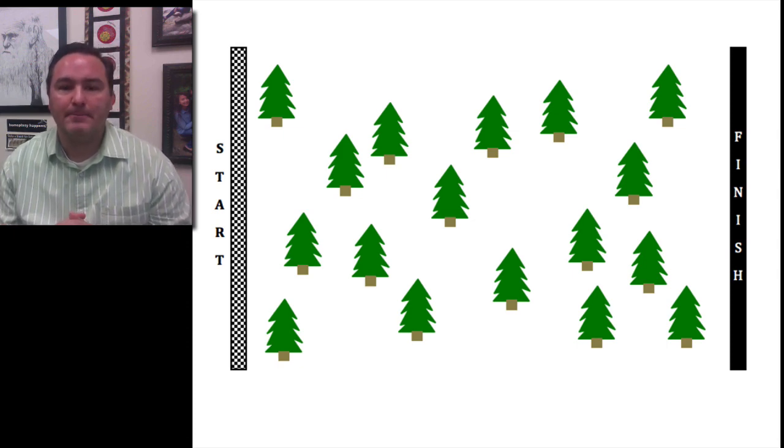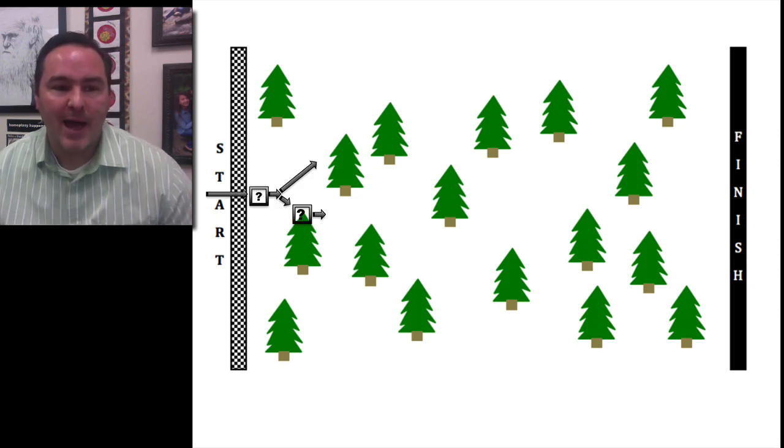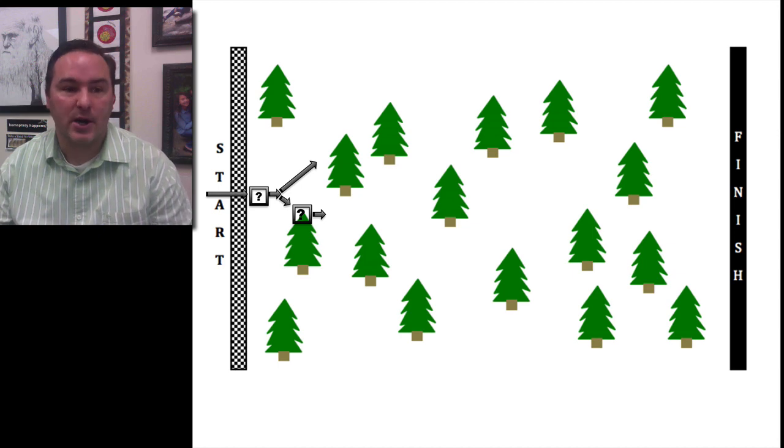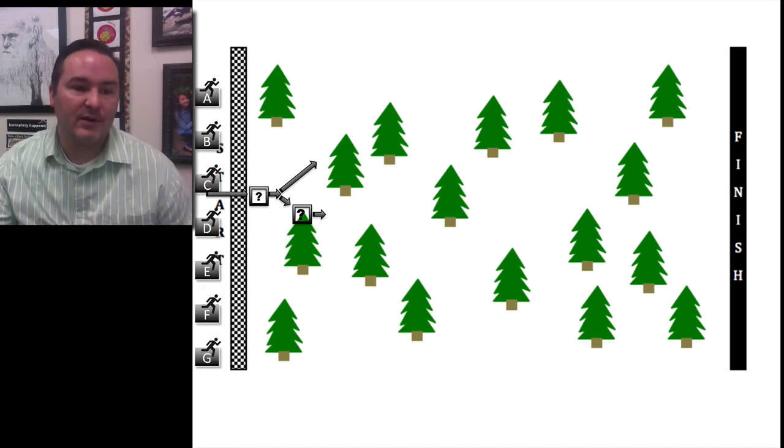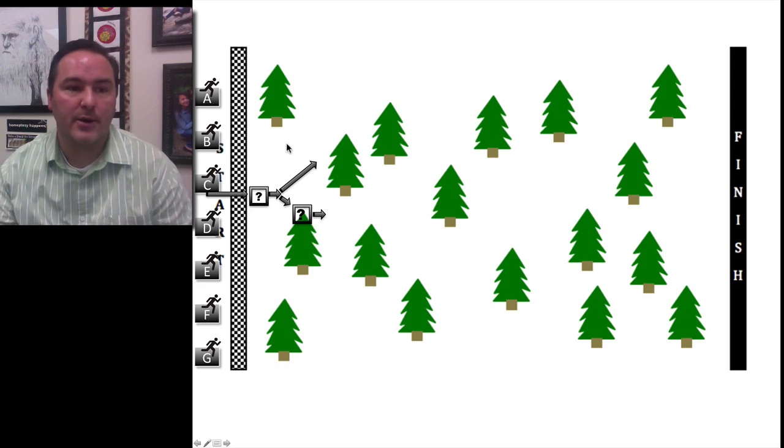Now the pathway, there are some things that we need to learn about the pathway here. First of all, in this pathway there is only one starting gate. So we have over here our one starting gate, and all of our runners must run through that pathway. And we're going to do 7 different runners. We're going to call each of our runners A, B, C, D, E, F, and G.